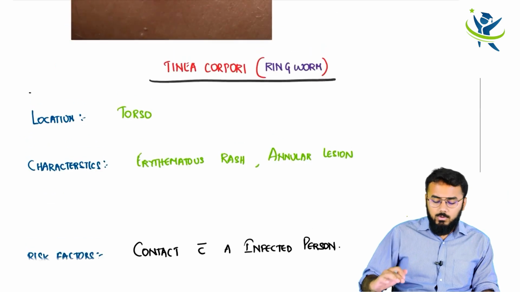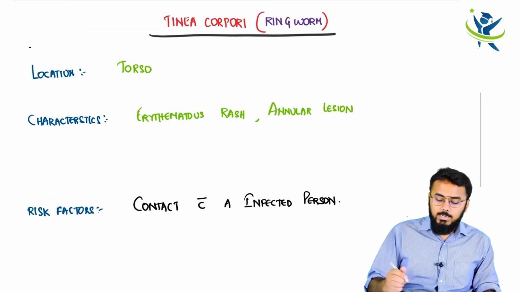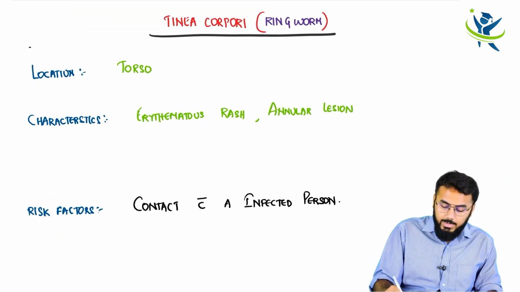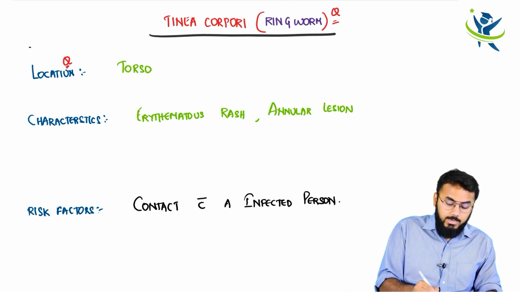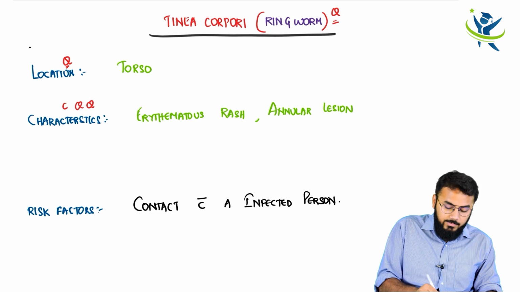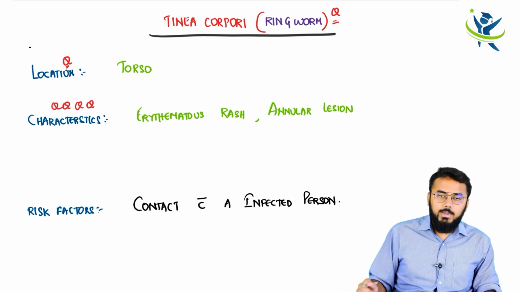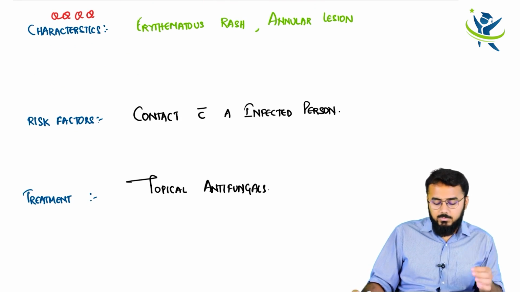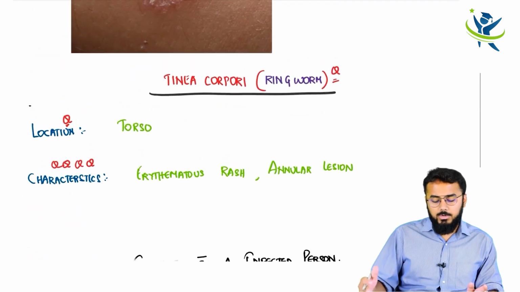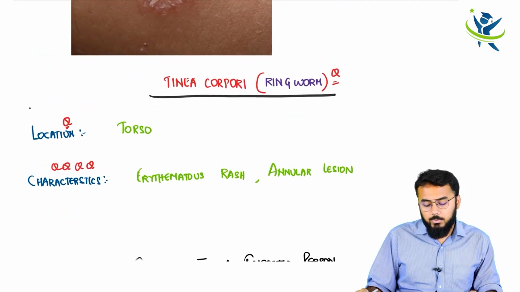So what are the important things we have discussed? Tinea corporis is also called ringworm, that is very important. The most common location is very important. The characteristics of the rash are very important. The treatment is topical antifungals. Risk factors, you know it. So these are some of the important things you need to know regarding Tinea corporis.